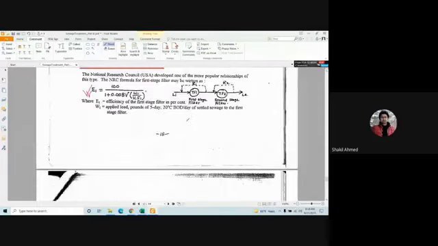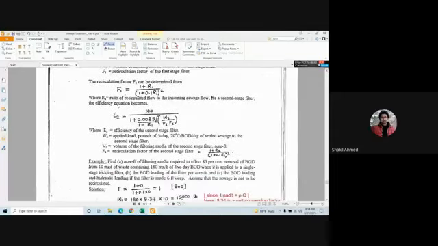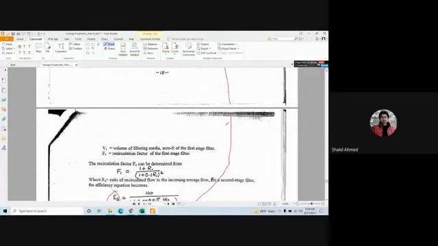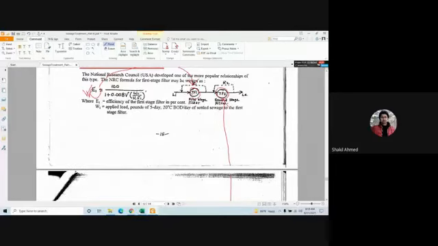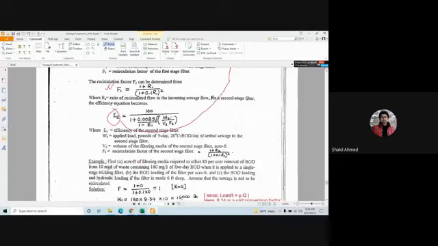Now, trickling filter can be applied in series, like trickling filter 1, trickling filter 2. So this is the efficiency of trickling filter 1. Similarly, E2 is the efficiency of trickling filter 2. F1 is the factor which can be determined using this equation. Similarly, F2 is another factor which can be calculated using this equation.